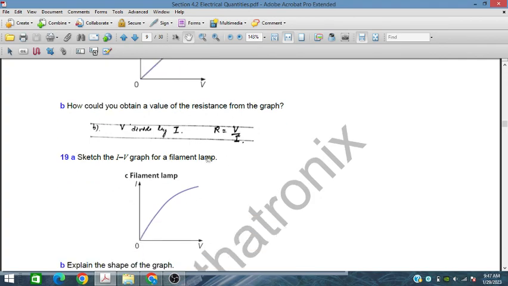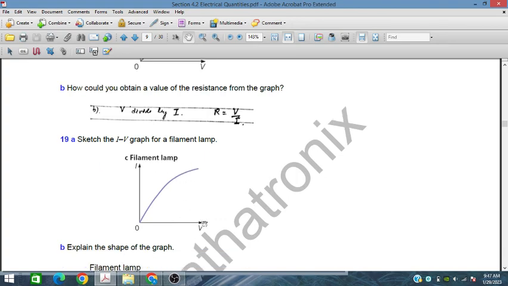Sketch the IV graph of a filament lamp. The filament lamp, after some point, gets saturated. This is not a straight line, but it's a non-linear relation. So this is the graph of a filament lamp.